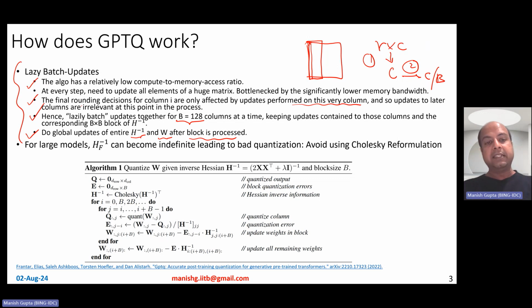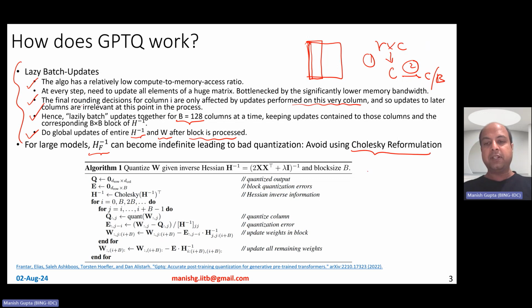The third thing it does is, rather than doing updates to the Hessian, it does updates to the Cholesky reformulation of the Hessian. Again, I'm not going to get into the math of it, but for nice, interesting mathematical properties, it's better to express the Hessian in the Cholesky reformulation. So it does updates to the Cholesky reformulation directly rather than the original Hessian matrix itself.